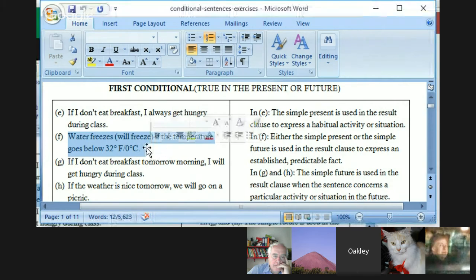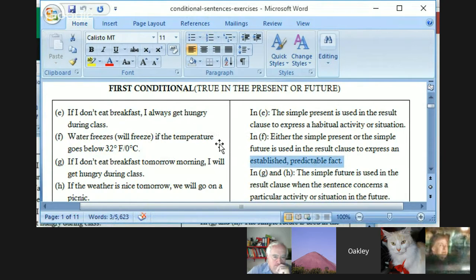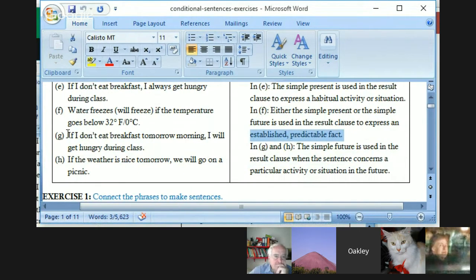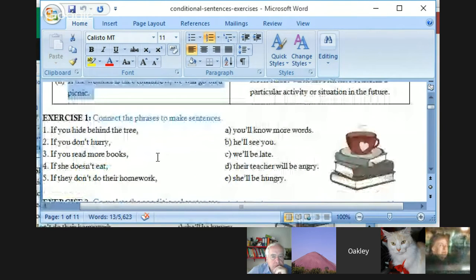Water freezes or water will freeze if the temperature goes below 32. Again, obviously, an established predictable fact. Considered a truism. And the last two here, we're talking about possibilities. If I don't eat breakfast tomorrow, I will get hungry during class. If the weather is nice tomorrow, we will go on a picnic. It is a possibility, but the speaker considers it to be a realistic possibility. Okay. All right, let's try a couple exercises maybe.